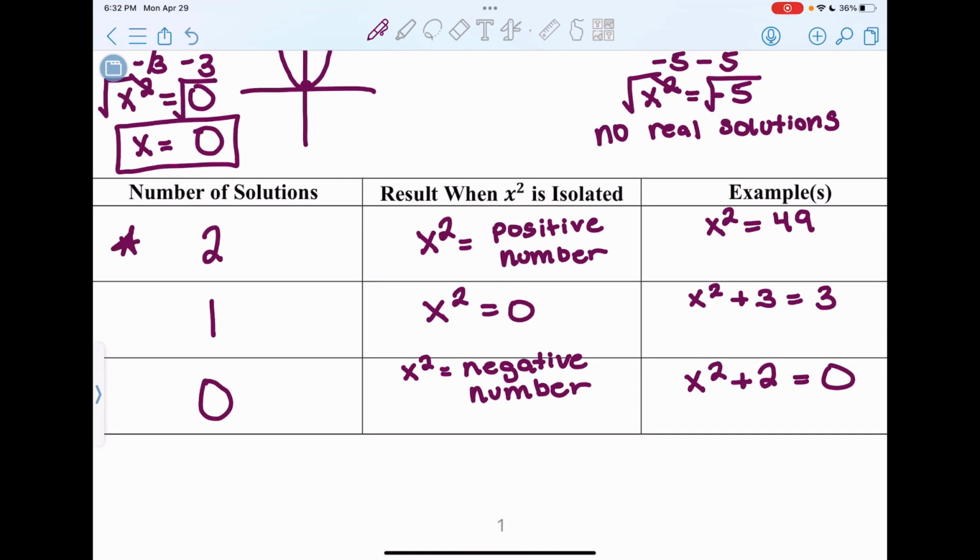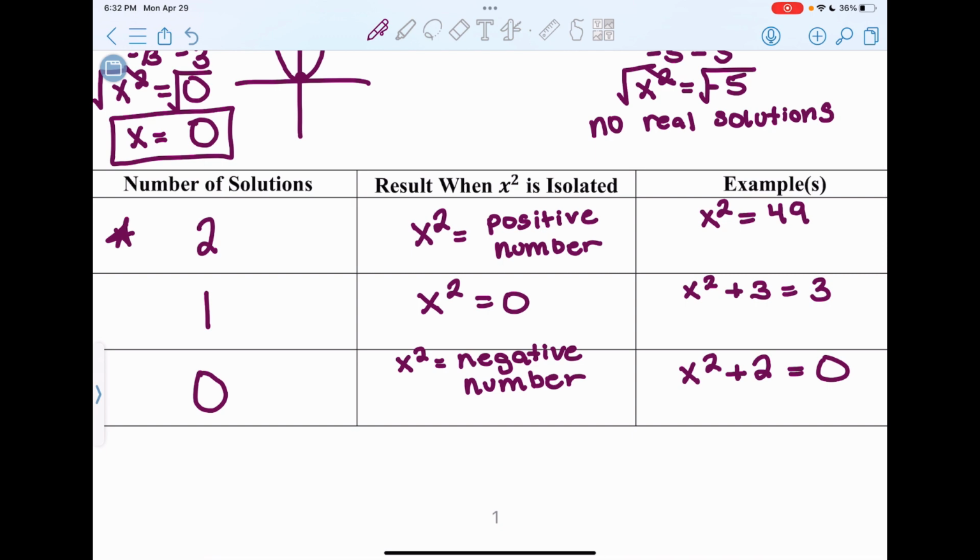I would say that we normally have two x-intercepts when x squared equals a positive number, such as x squared equals 49. We would take the square root of both sides. And when we take the square root, we need to consider the positive and negative values. So I would have two x-intercepts at 7 and negative 7.